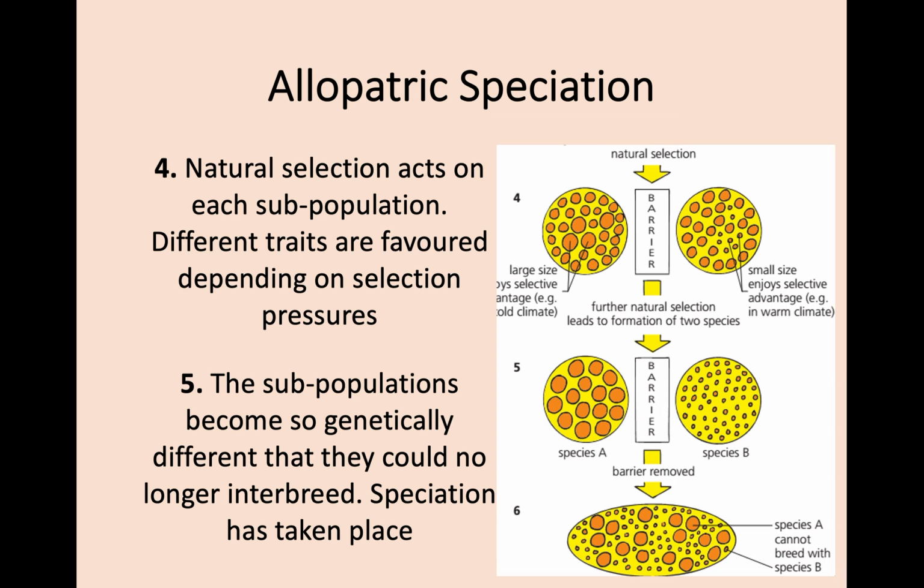Then eventually, as we've said before, the subpopulations become so genetically different through time that they can no longer interbreed. So even if you were just to remove that barrier, speciation's already taken place. Species A cannot breed with species B. That's then where you know there's two different species taking place.